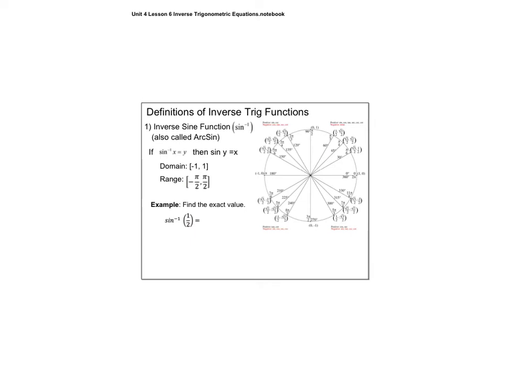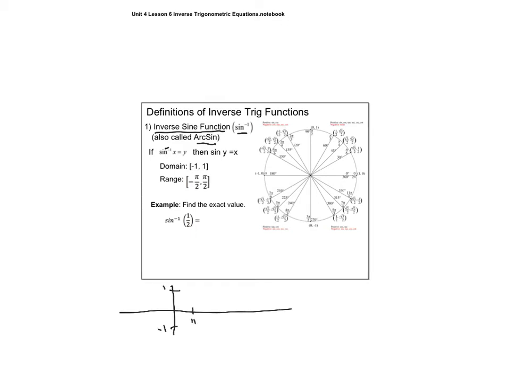All right, so let's start to look at the definition of inverse trig functions. We're going to look at the inverse sine, and this is how it's written. It's also called the arc sine, but most people are probably going to refer to it as the inverse sine. It says if the inverse sine of x is equal to y, then the sine of y is equal to x. Then they state the domain and range there. So let me come down here and explain where that came from.